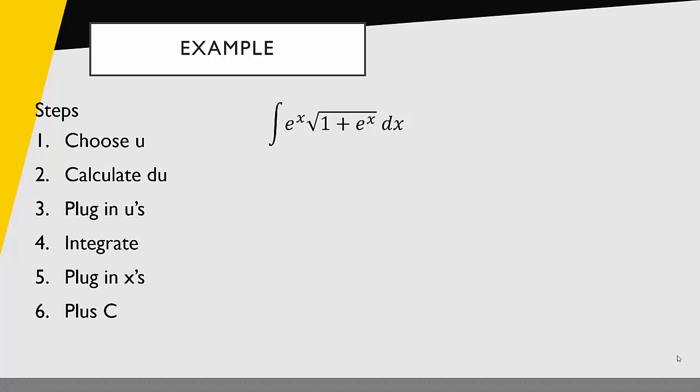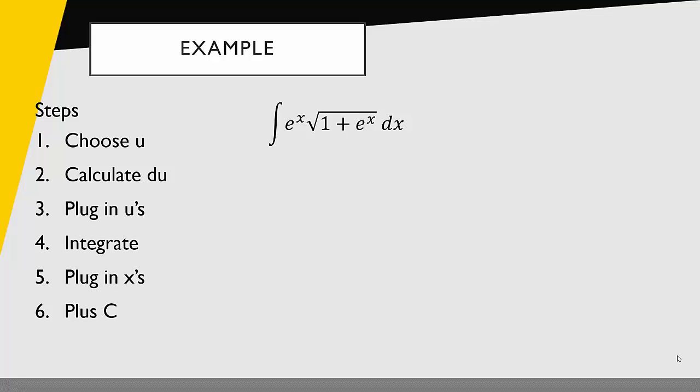Here I have the example, the integral of e to the x times the square root of 1 plus e to the x. And so this would be a great time to pause the video, work through this on your own, and then resume the video and see if your steps match mine. Go ahead and pause now.